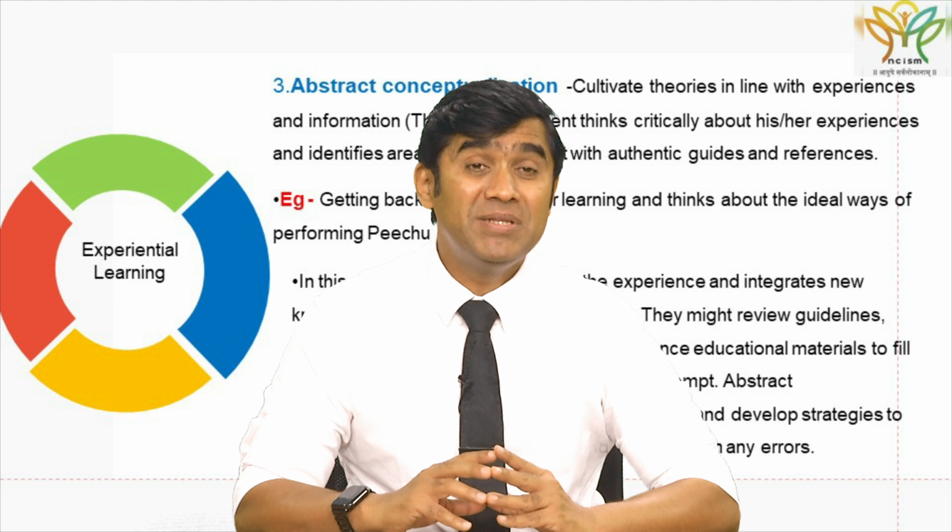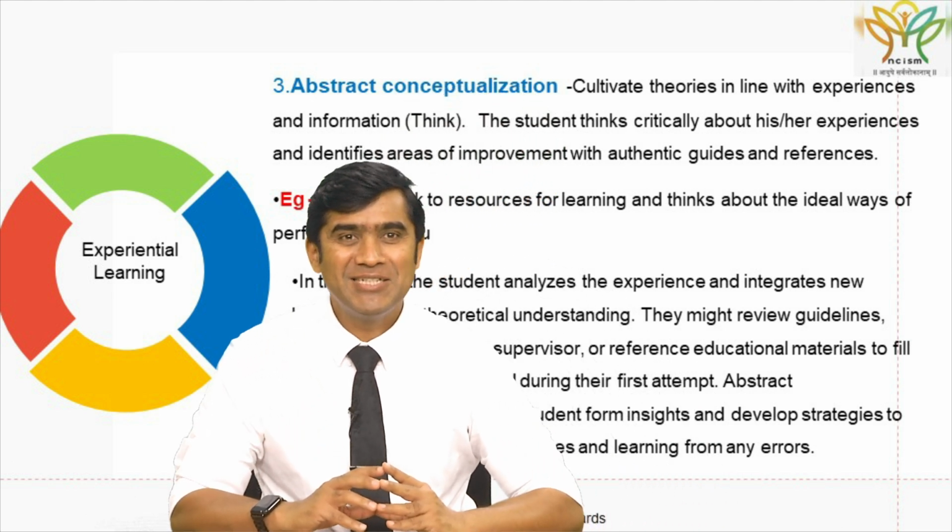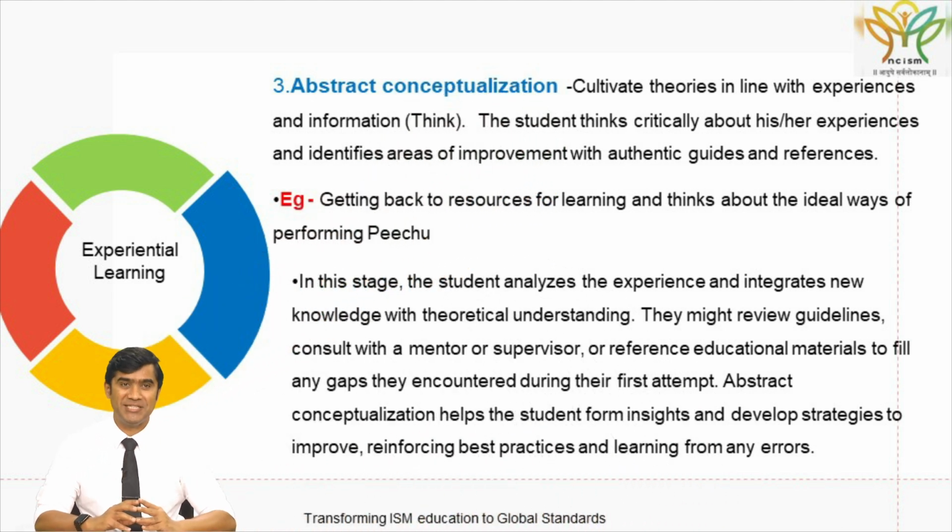Let's look into step 3 of experiential learning. It is called abstract conceptualization. Let's understand this again with the example of PHU and hijama. Here, the student gets back to the resources for learning and thinks about the ideal ways of performing a PHU or a hijama. In this stage, the student analyzes the experience and integrates new knowledge with theoretical understanding.